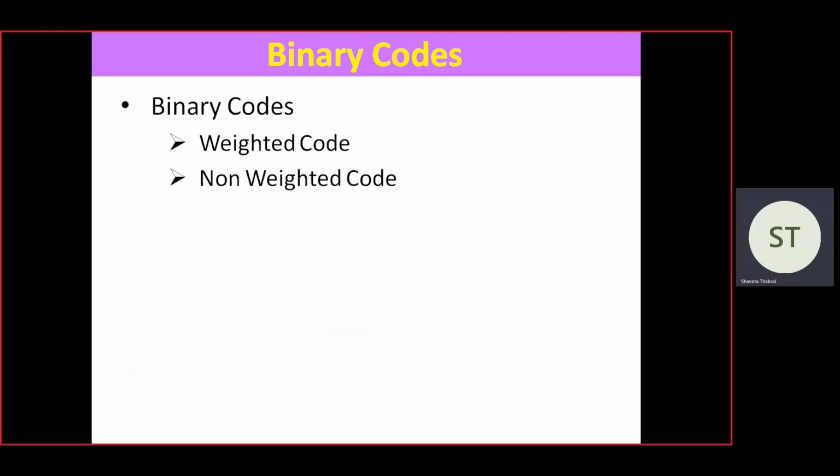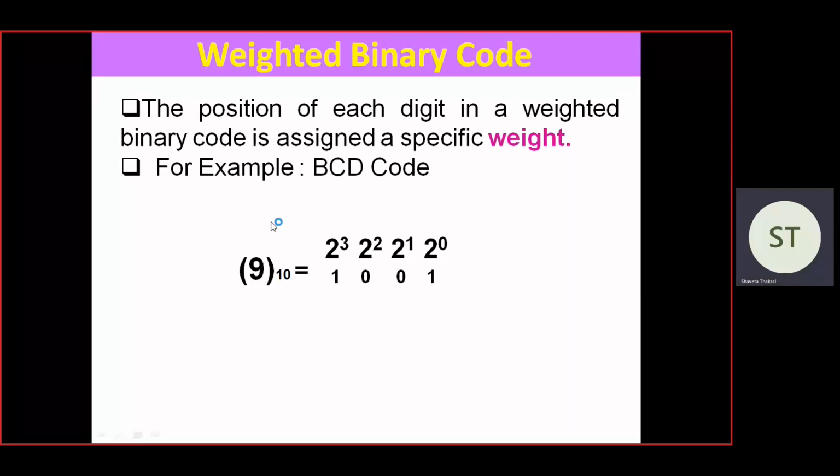Binary code can be of two types: weighted binary code or non-weighted, or unweighted, binary code. So what is the difference between weighted code and non-weighted code? In the weighted binary code, each bit is assigned a particular binary weight. Like we have discussed, if we talk about binary, let's say the example is 1001. We have already discussed that each particular bit is assigned a particular weight.